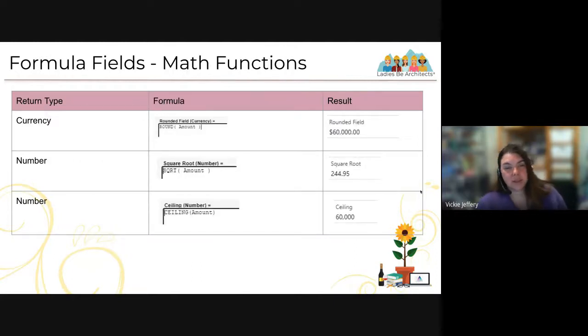So here's our maths functions. So these are probably more basic than our logical functions, but they're just going to do things like round up fields, give you square roots of fields, put in a ceiling amount. So I've put those 3 in as examples. So if we round, it's going to round to your nearest whole number. With a square root, it's going to give you the square root, which for 60,000 is 244.95. And for a ceiling, it's going to round up to the nearest whole number.